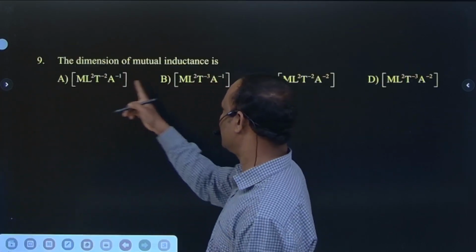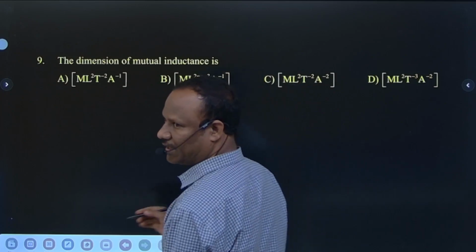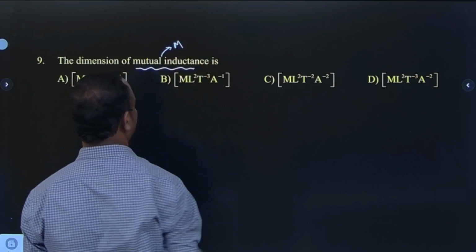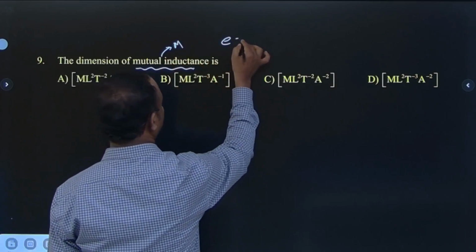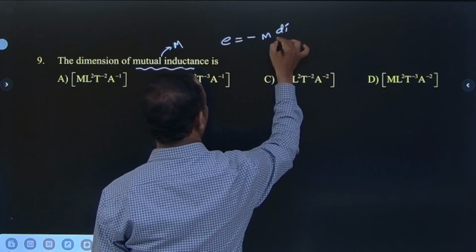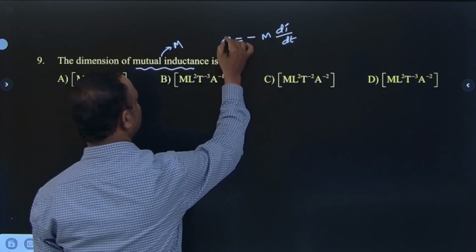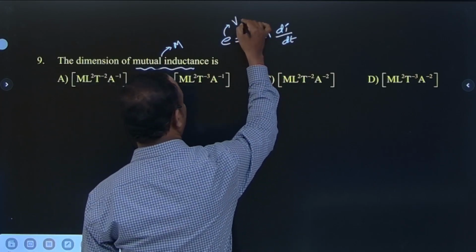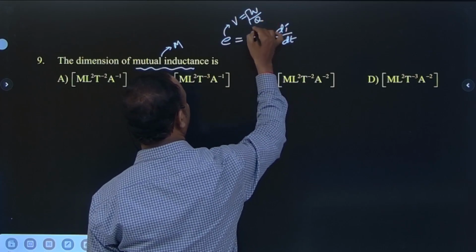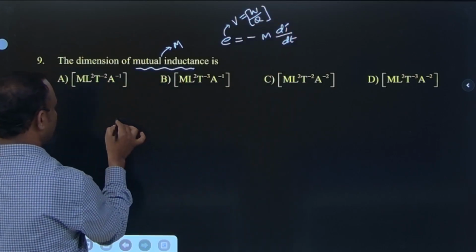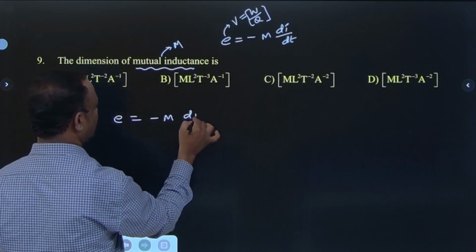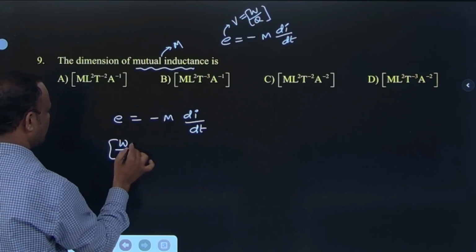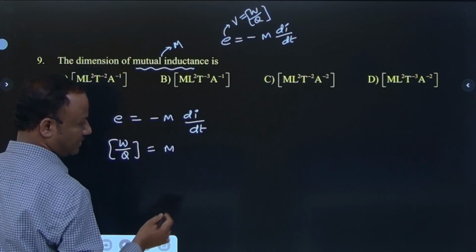The question is based on mutual inductance. Mutual inductance is M. Then EMF E is equal to minus M into di by dt. E is EMF, so its dimensional formula is equal to the dimensional formula of potential. The dimensional formula of potential is W by Q. So E is equal to minus M into di by dt, where E is W by Q. I am leaving the minus sign for the dimensional formula.